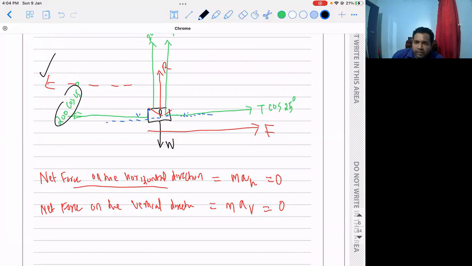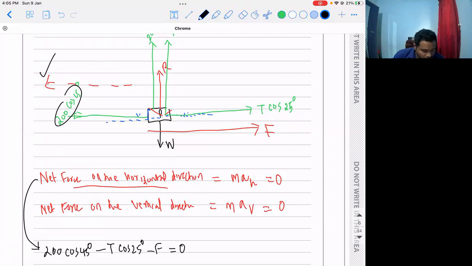Then we will write the equation in the horizontal direction. We are assuming this particle is moving in this direction, so this force, acting on the left side, we will keep as positive. Don't confuse with the sign convention of left and right. Here we assumed the particle is moving in the 200 cos 15 degree direction, so we assume that as positive. So 200 cos 45 degree minus T cos 25 degree minus F is equal to 0. That is the equilibrium equation for the horizontal direction.